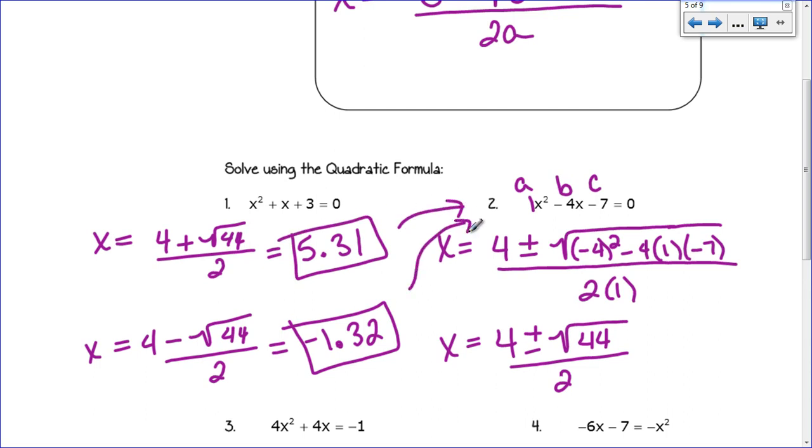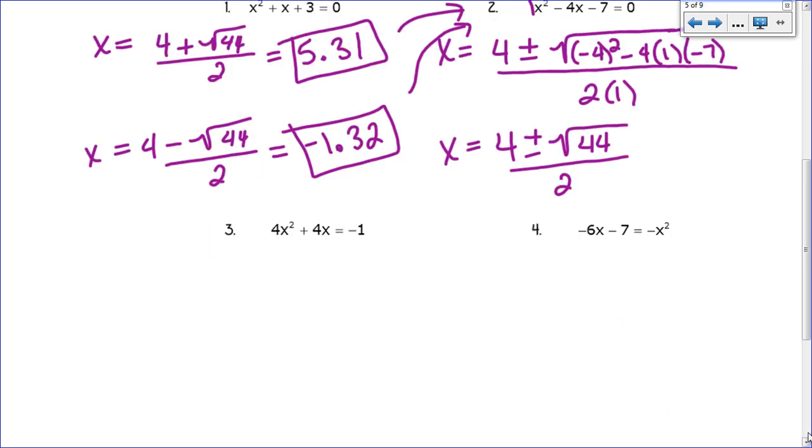These are the answers to number 2. I know I put them under number 1. I ran out of room. So my two solutions for number 2 are those two right there. They're not perfect, they're not exact, which is why the quadratic formula was so nice here. So let's try another one. Let's go down here to number 3.